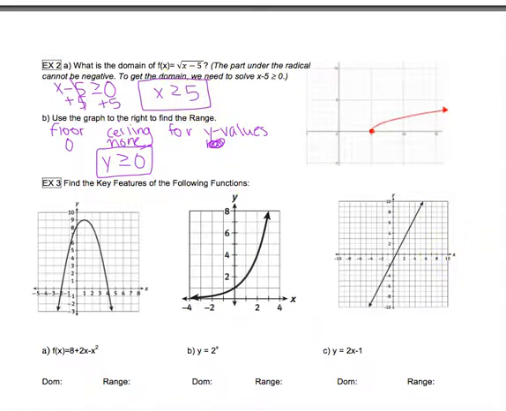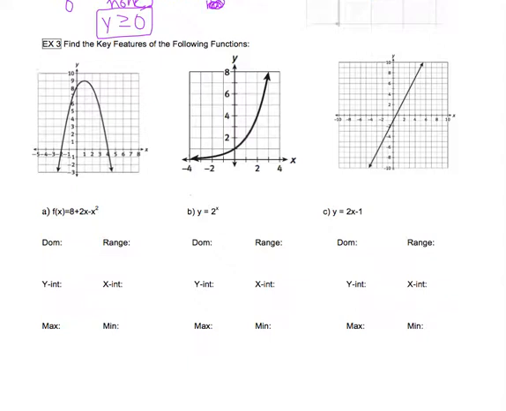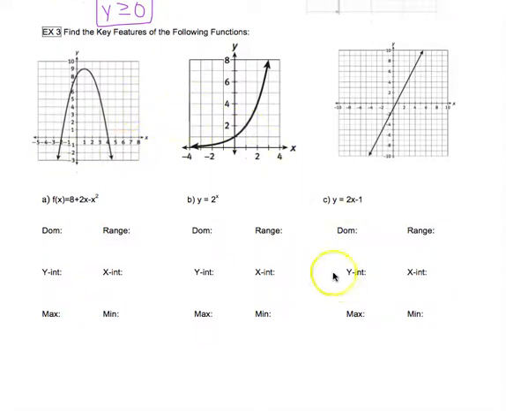So it gives us the same idea. All right, now we're going to practice finding the key features of the following functions.